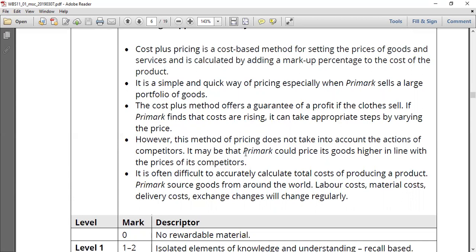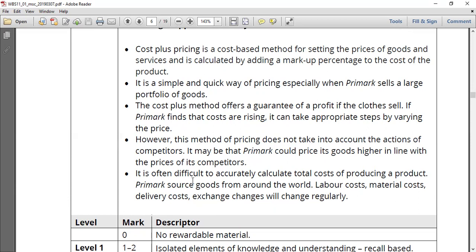However, this method of pricing does not take into account the actions of the competitors. The external environment doesn't matter. They just take the cost and the profit margin only. It may be that Primark could price its goods higher than the prices of the competitors. There's a risk, right? In the normal market, the price is going like $3, but your price is $6. You don't know what the prices of the competitors are.